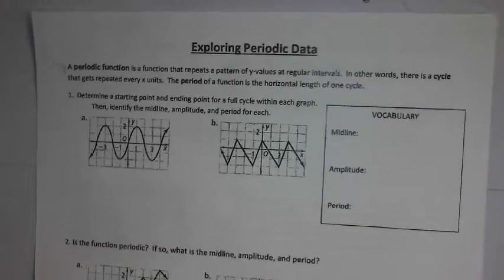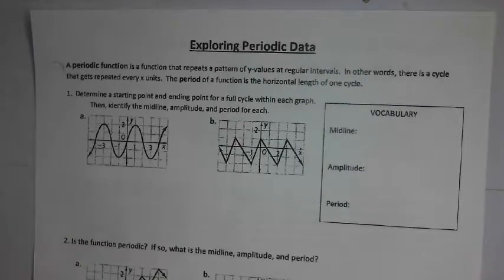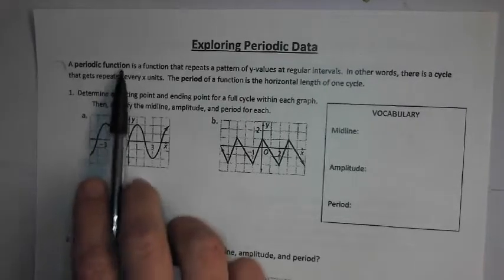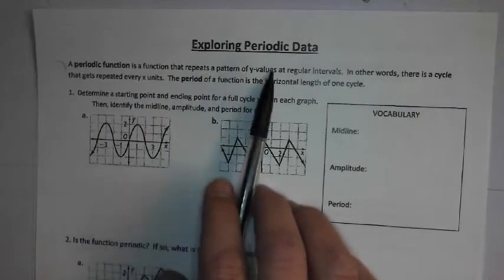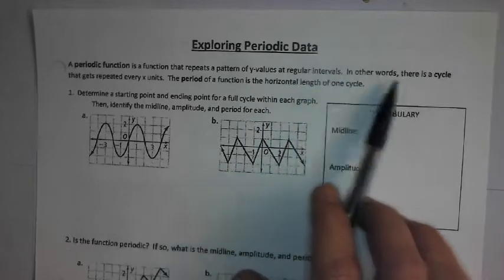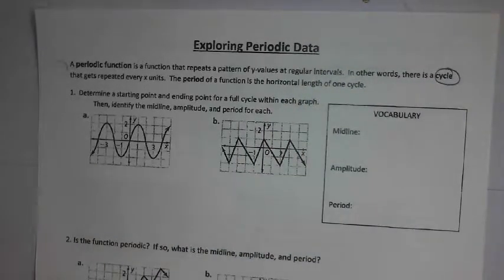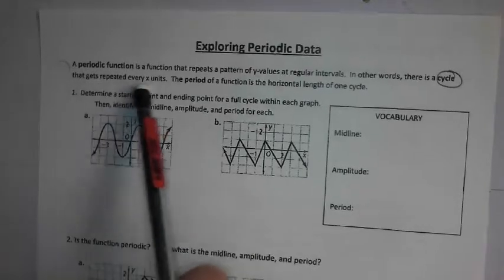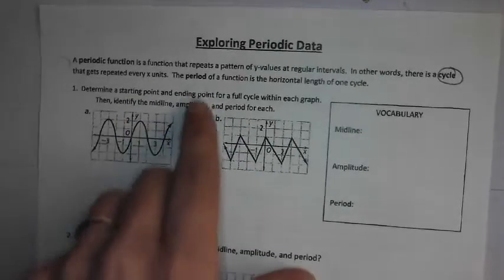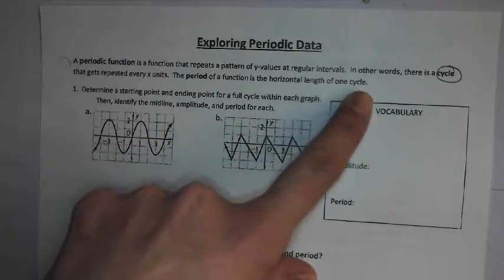For now we're just going to talk about periodic data and periodic things in general. A periodic function is a function that repeats a pattern of y values at regular intervals. In other words, there's a cycle, and you'll hear me use the word cyclical. Like sine graphs and cosine graphs are cyclical, so the cycle continues over and over again. That gets repeated every x units. The period of a function is the horizontal length of one cycle.